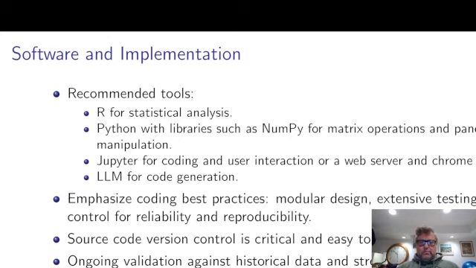Then a few comments about best coding practices. I think it's general, but some important points to point out. Modular design. Try to write good code. Do extensive testing, do unit testing early on. And very important is to use version control for reliability and reproducibility. Version control is especially important if you work with multiple people.